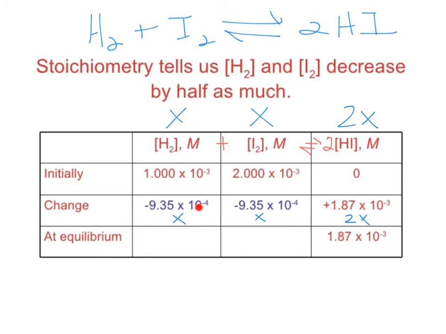And this had to decrease by half of that as well, or the same amount as I2, because the relationships between H2 and I2 are stoichiometrically equivalent. 1 mole of this and 1 mole of this. So these two decreased by minus 9, and the minus shows the decrease, that's what that means. They decreased by 9.35 times 10 to the minus 4 each. In the next slide, we're going to calculate what the concentration of these two are at equilibrium.